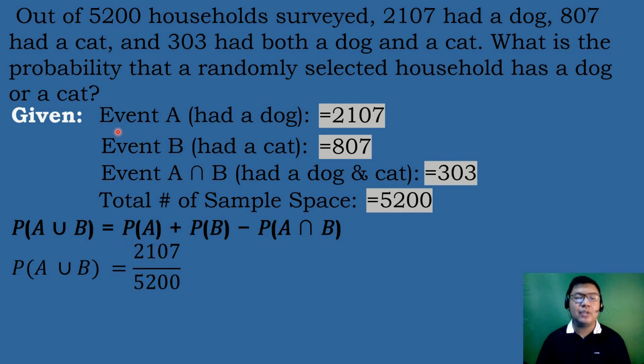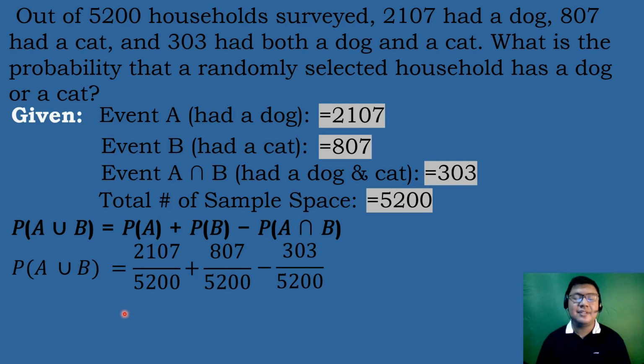So we have event outcomes of event A, which is equal to 2,107, all over the total number of sample space, which is equal to 5,200, plus the probability of B, event outcomes of B is equal to 807, all over the total number of sample space, which is equal to 5,200, minus the probability of A intersection B, which is equal to the event outcomes of A intersection B, the households with both dog and cat, which is equal to 303, all over the total number of sample space, which is equal to 5,200.